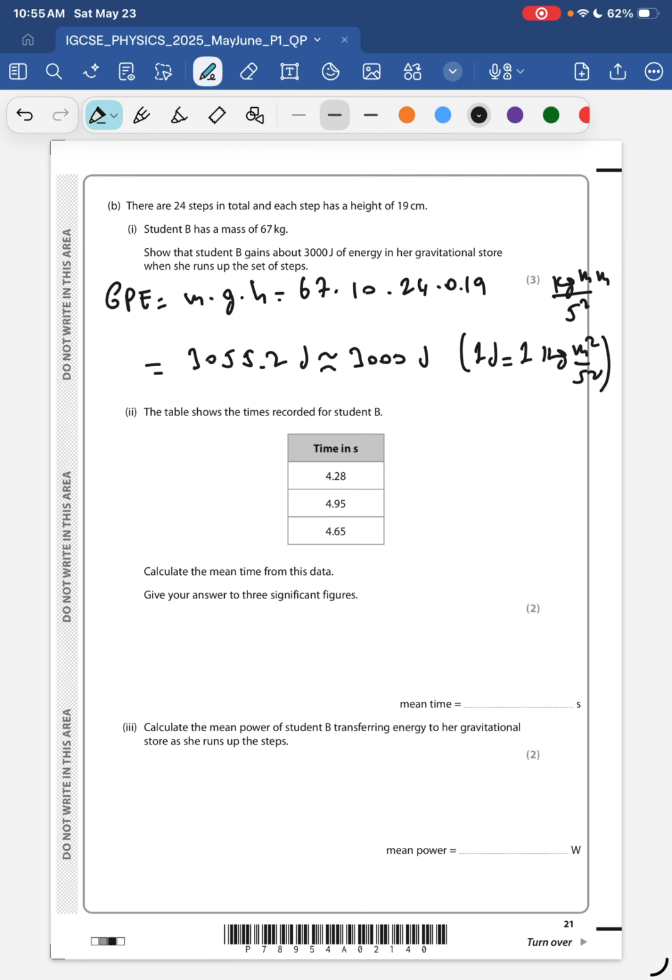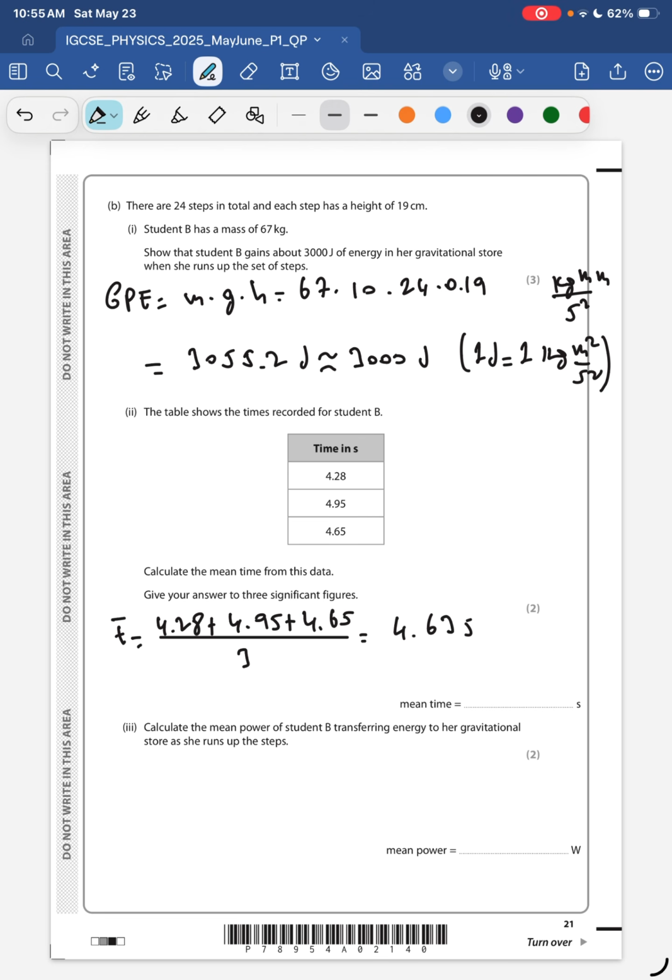The table shows the times recorded for student B. Calculate the mean time from this data. Give your answer to 3 significant figures. Okay, so the average time is going to be 4.28 plus 4.95 plus 4.65 over 3. So this is 4.63 seconds.